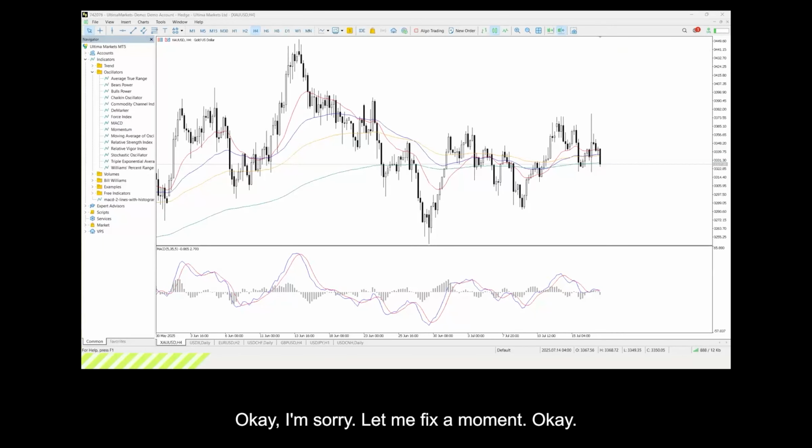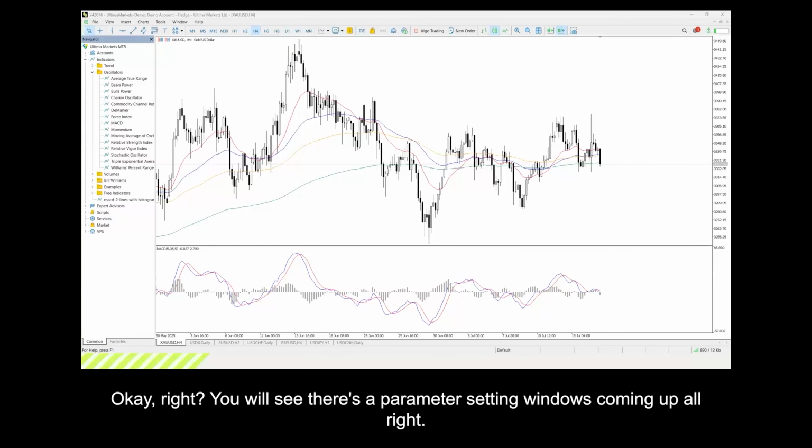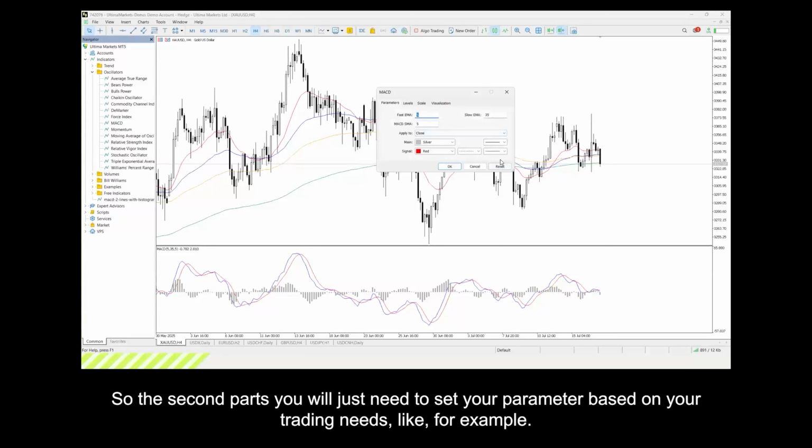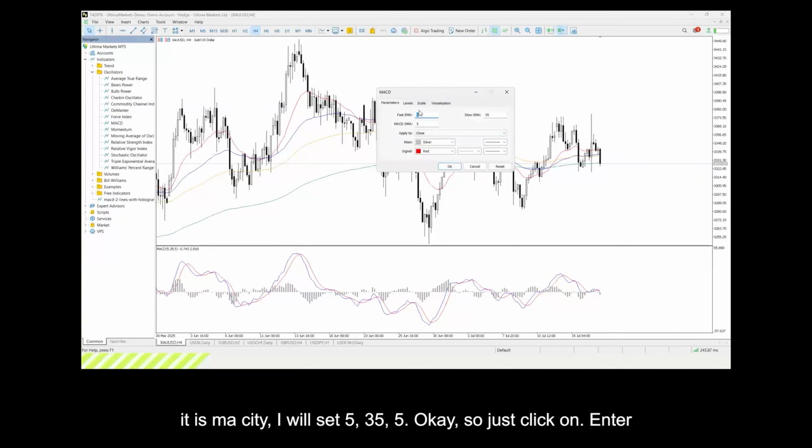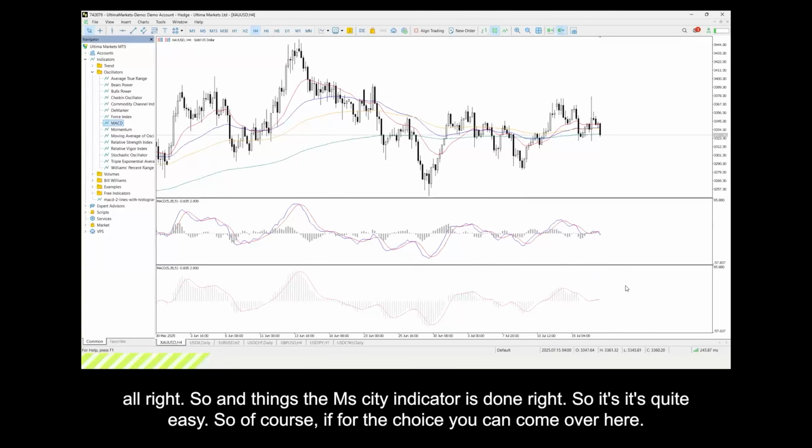Oh, sorry, let me wait one moment. Okay, all right, so you just drag the MACD to the chart. You will see a parameter setting window coming up. So the second part, you will just need to set your parameters based on your trading needs. Like for example, for the MACD, I will set 5, 35, 5. Okay, so just click on enter. All right, so I think the MACD indicator is done. All right, so it's quite easy.